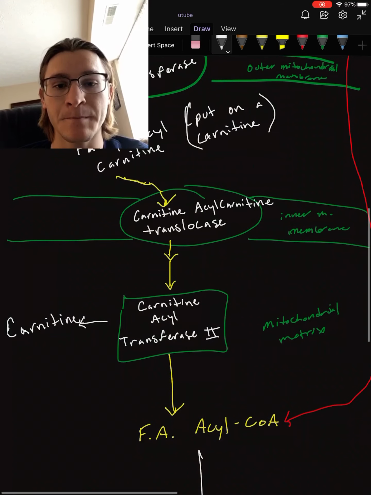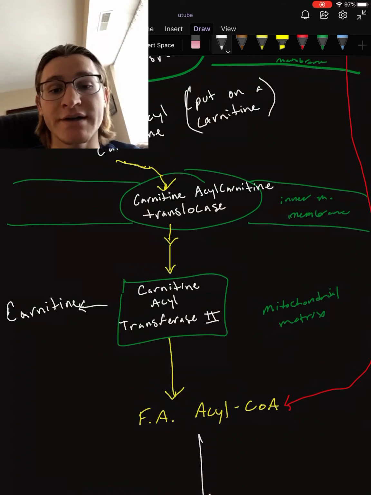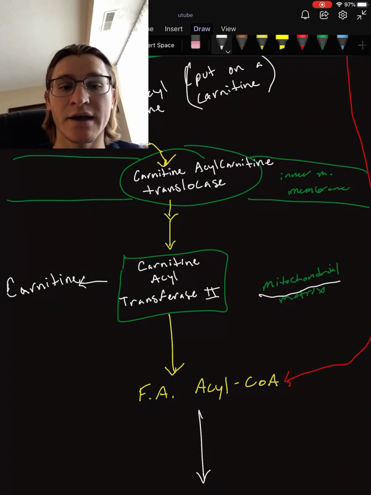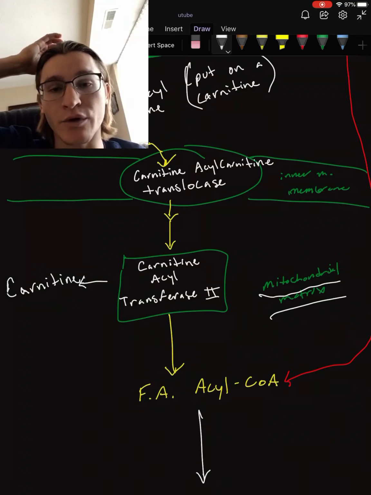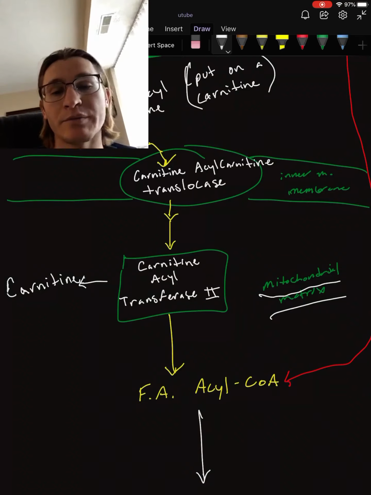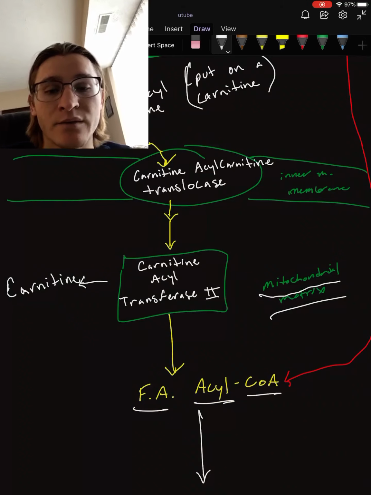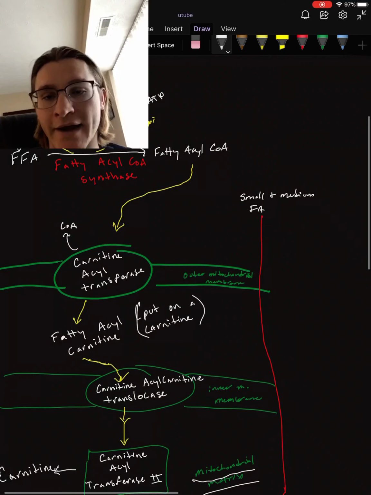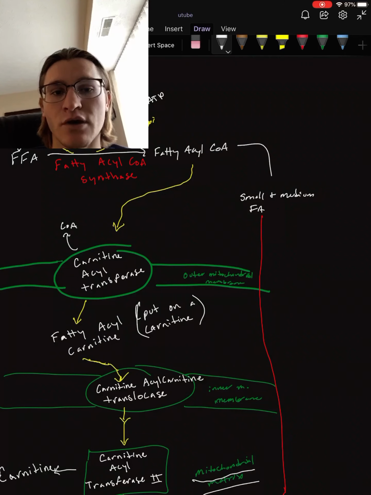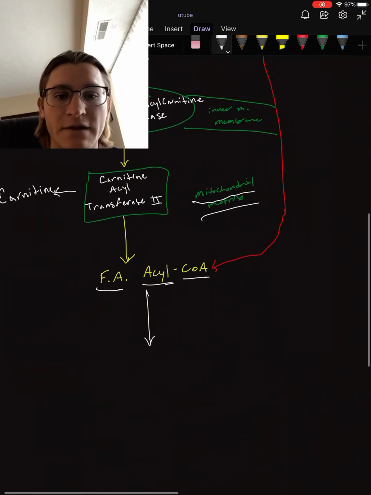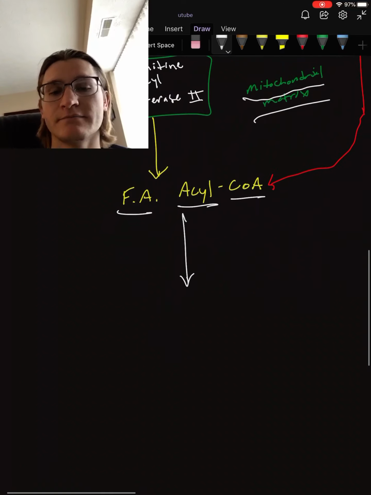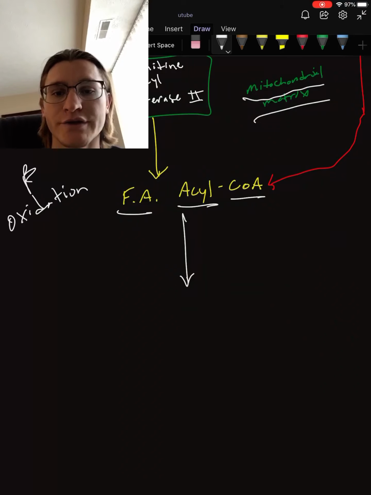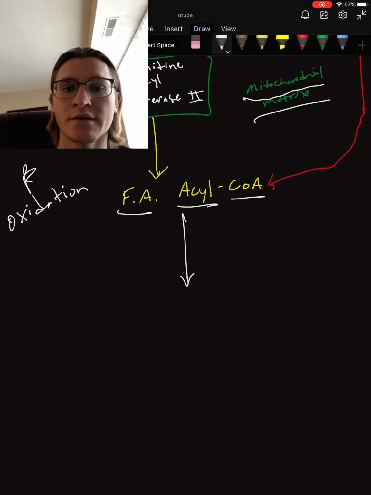mitochondrial membrane. And then we're going to go to the carnitine acyl transferase 2, and this is going to split us up again, and we're going to remove the carnitine, and we're in our mitochondrial matrix, which is where we want to be for beta oxidation. Once we remove the carnitine, we're going to have our fatty acyl-CoA. So that is how we got our fatty acyl-CoA into our mitochondrial matrix through the carnitine shuttle.